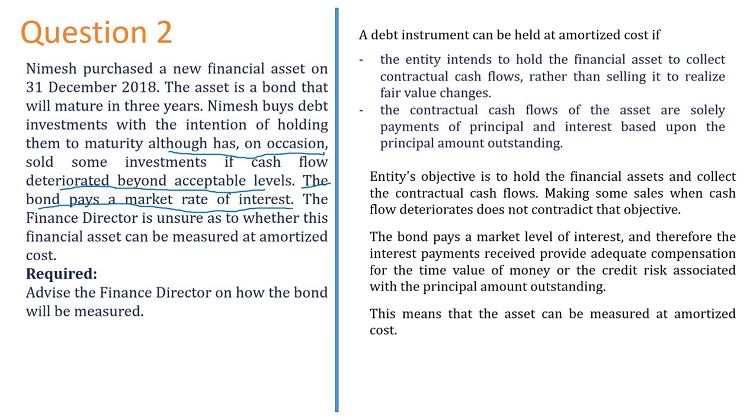Look at this. The bond pays market level interest. The bond pays the same interest that is currently at the market level. So the interest payment received provides adequate compensation for the time value of money and the credit risk associated with the principal amount outstanding. That means it receives the market rate, so we have the real bond price at present. So I don't need to classify this as fair value through OCI. I can continue with that as amortized cost.